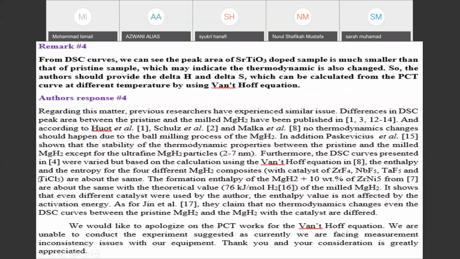Okay. We would like to apologize regarding the PCT work on the Van't Hoff equation. We are unable to conduct the suggested experiment as currently we are facing a measurement inconsistency issue with our equipment. Thank you, and your consideration is greatly appreciated. Okay, that's why I asked. These are my student's papers, and this paper is already published, already accepted. That's why I asked, please write your response carefully and politely.